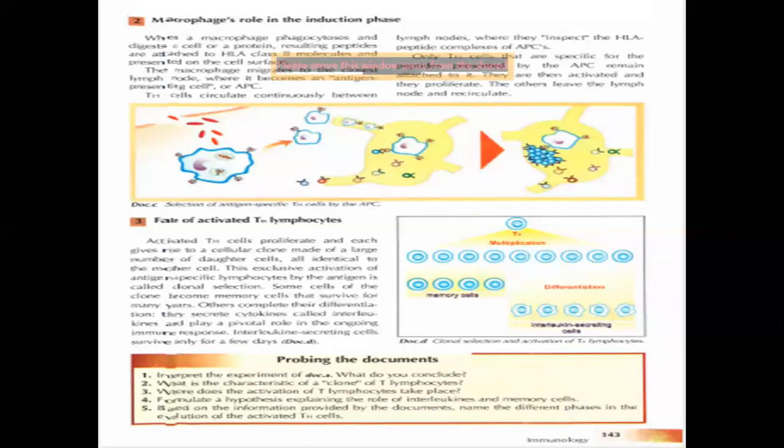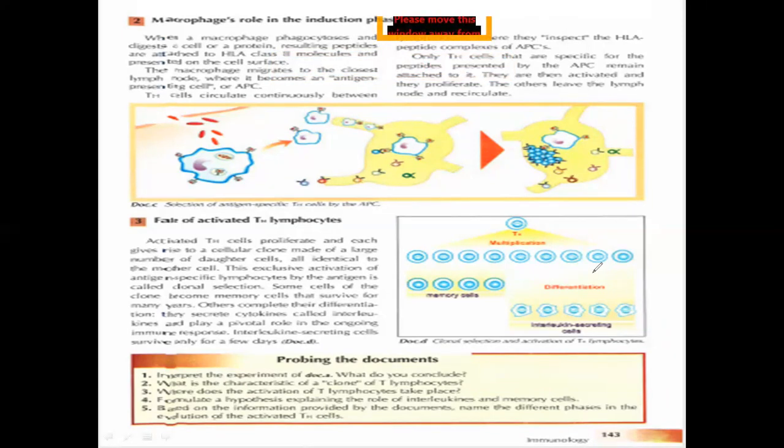Fate of the activated T helper lymphocytes. Activated T helper cells, TH. We said that we have TC, T cytotoxic, and TH, T helper. They proliferate, meaning that they multiply, and each one of them will have a cellular clone made of a large number of daughter cells. All of them are identical to the mother cell. This activation of the antigen-specific lymphocytes is called clonal selection. Some cells become memory cells.